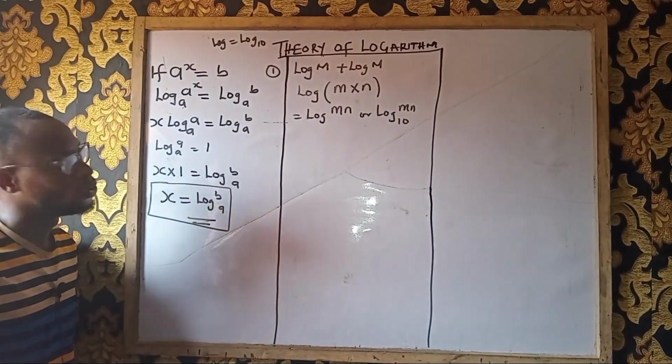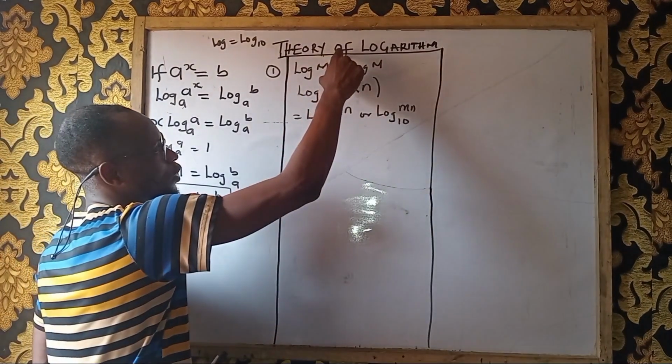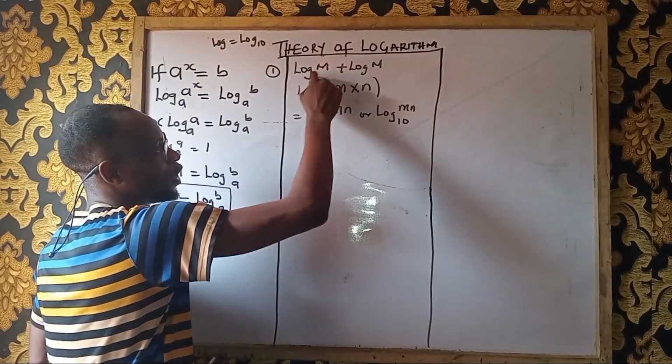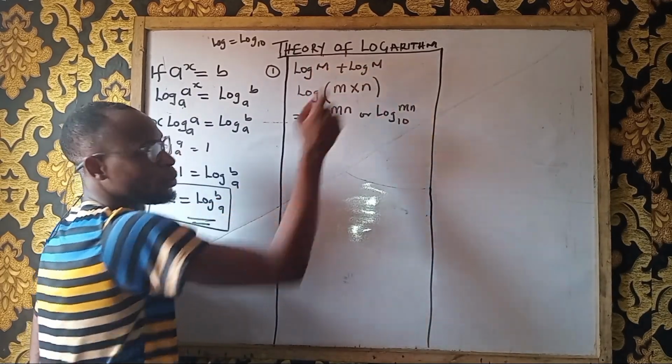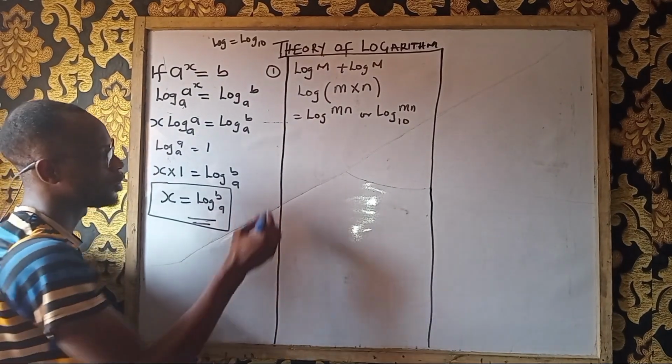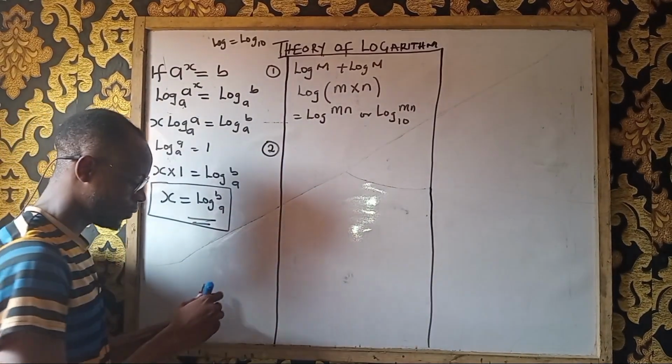Do you understand that? So the law here is if you have addition of logs of which the bases are the same, the numbers will be multiplied together. The addition changes to multiplication. That's the law. So let's look at the second law, another law.